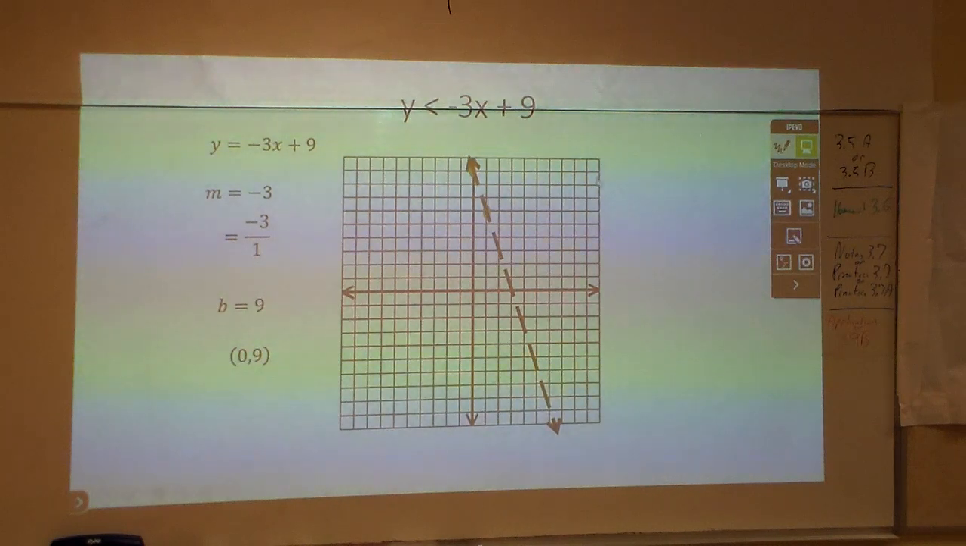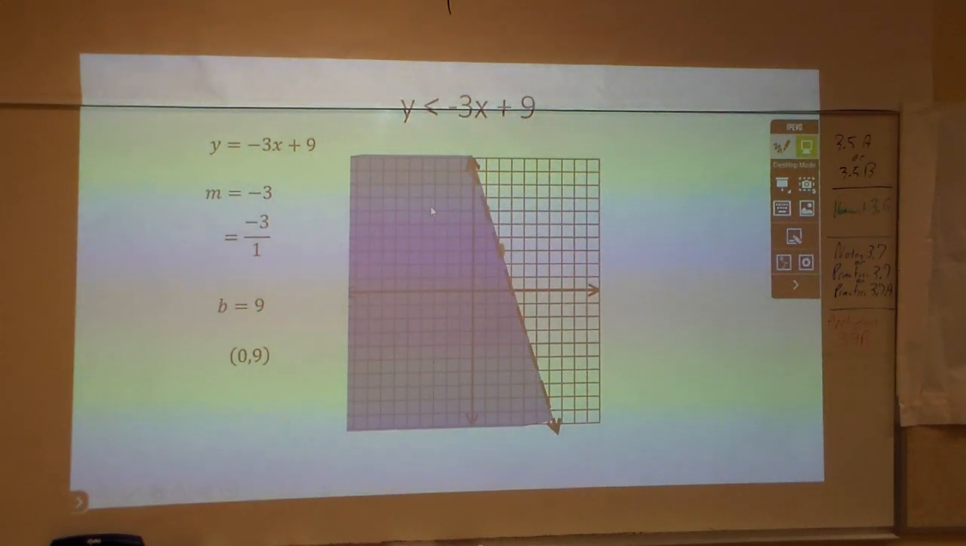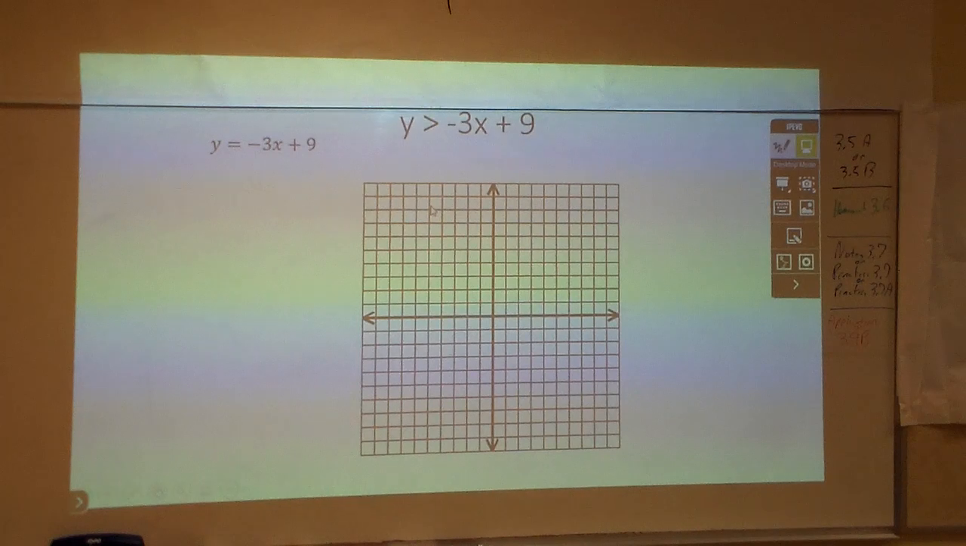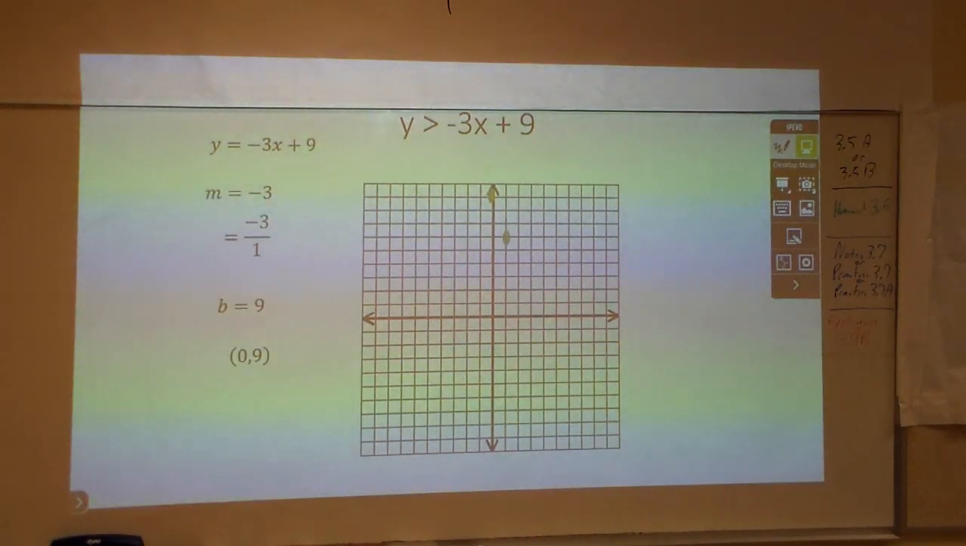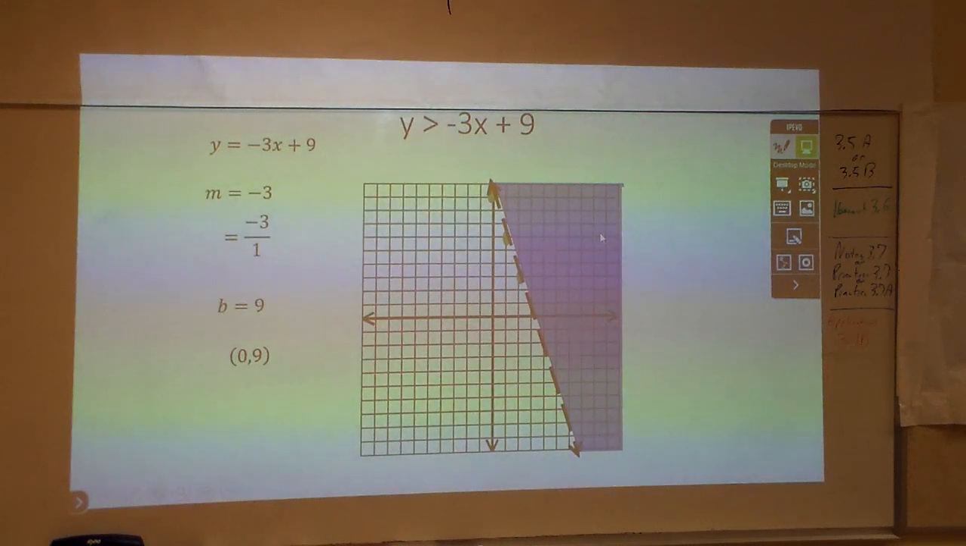And then I look at y less than. If I was to stand on this point right here, y is less than, which means it would be down here, so I would shade that side. Notice, if it was greater than, everything's exactly the same. It's still a dashed line, but now I would shade this side above.